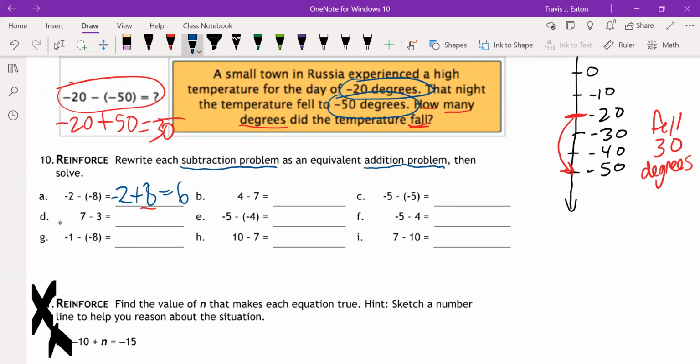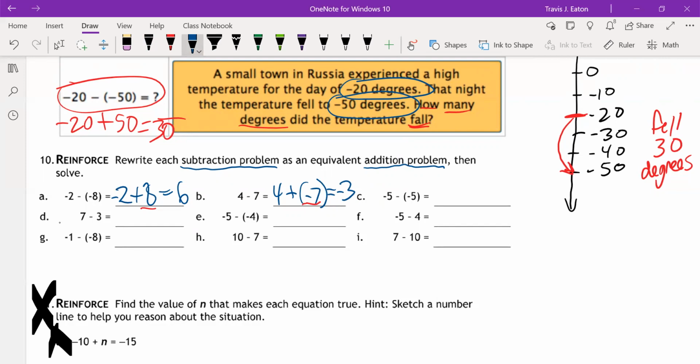Okay. Letter B, 4 minus 7. Well, remember, 4 stays the same. The first number always does. Subtraction changes to addition, and the opposite of 7 is negative 7. And 4 plus negative 7 is going to be negative 3 because, well, first of all, we've got 3, but it's going to be negative. Why? Because we have more negatives than we have positives, and that's why the answer will be negative.